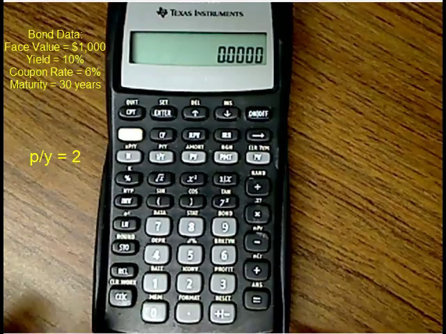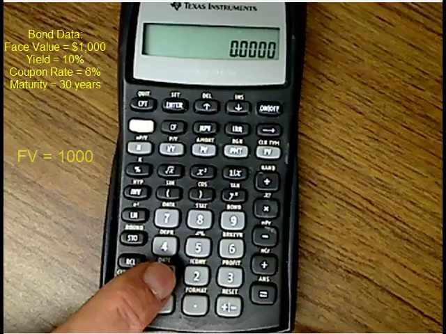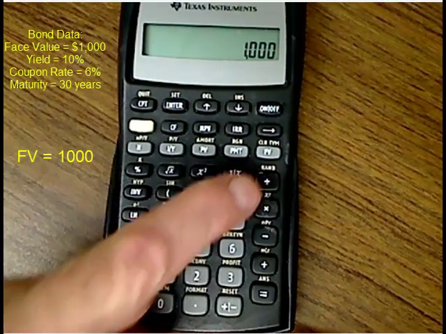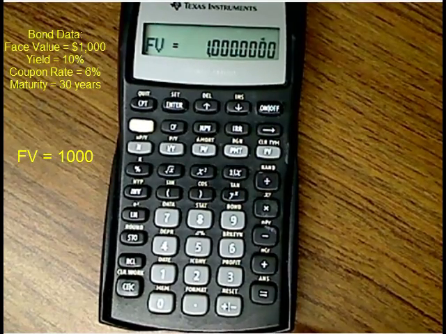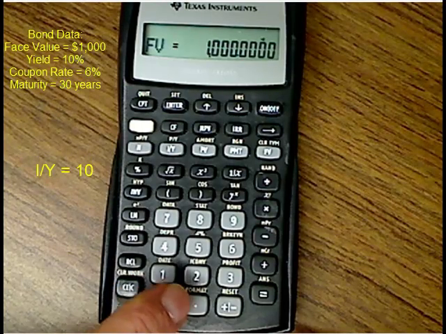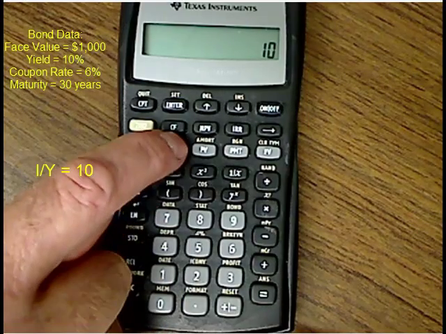Now, let's assume that our bond has a face value of $1,000, as all corporate bonds do. So we'll hit 1,000, and then we'll hit FV for face value. Now, let's assume that the bond has a required return or yield of 10%. So I'll hit 10, and then I'll hit I/Y.